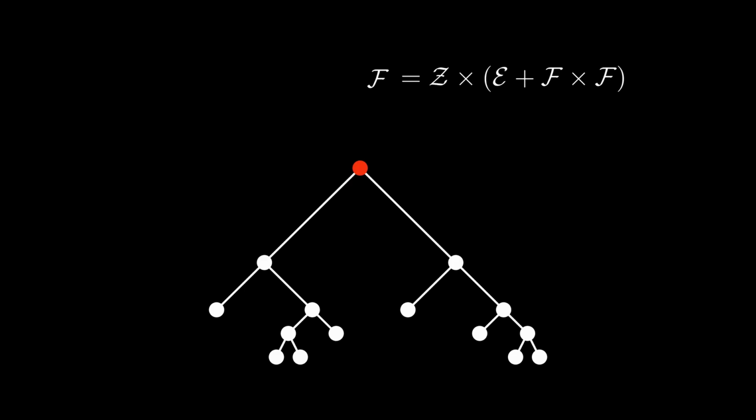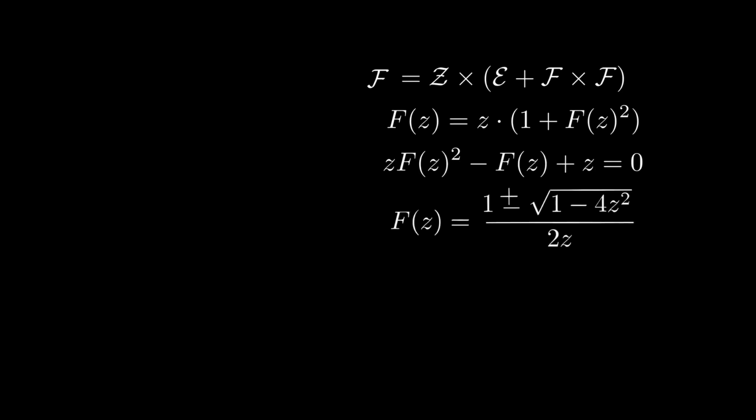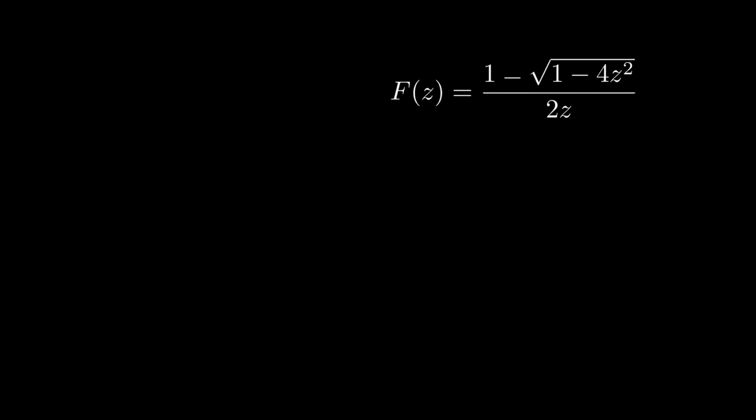Then translating to generating functions, we have f of z is equal to z times 1 plus f of z squared. After a little algebra, we get z times f of z squared minus f of z plus z equals 0. And applying the quadratic formula, we find that f of z is equal to 1 plus or minus the square root of 1 minus 4z squared, all over 2z. Once again, we must choose the function with the minus to avoid a non-removable discontinuity.